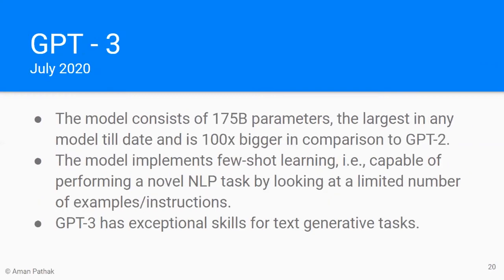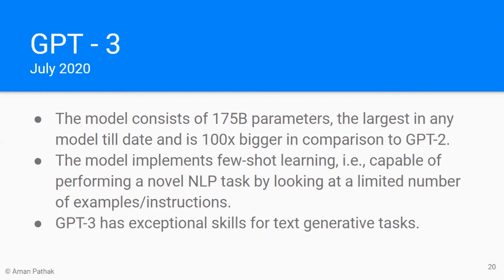Or we come towards the last model, that is GPT-3, which consists of 175 billion parameters, and it's the largest model till date we have. The model implements a new type of learning, which is few shot learning. That is, it states that it is capable of performing a novel NLP task just by looking at a limited number of examples and instruction.